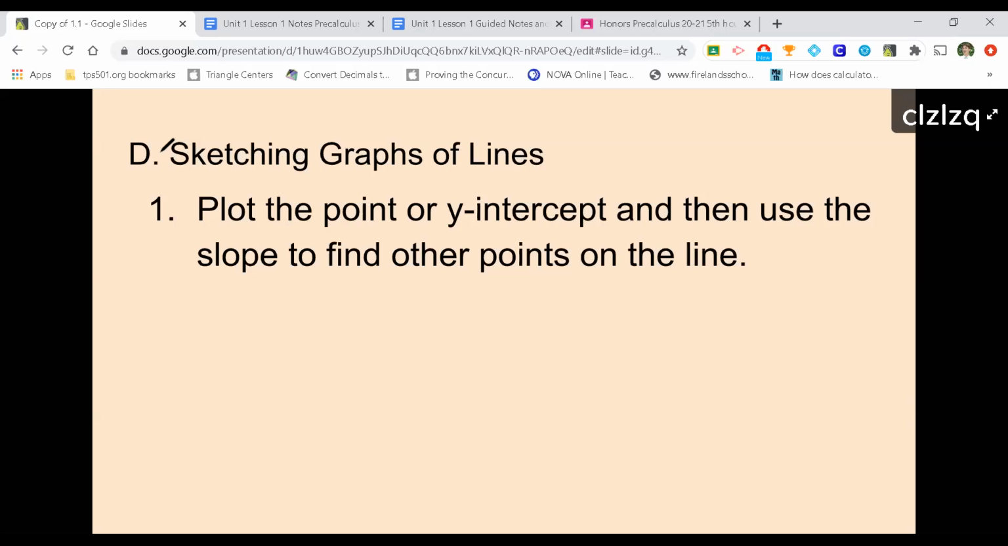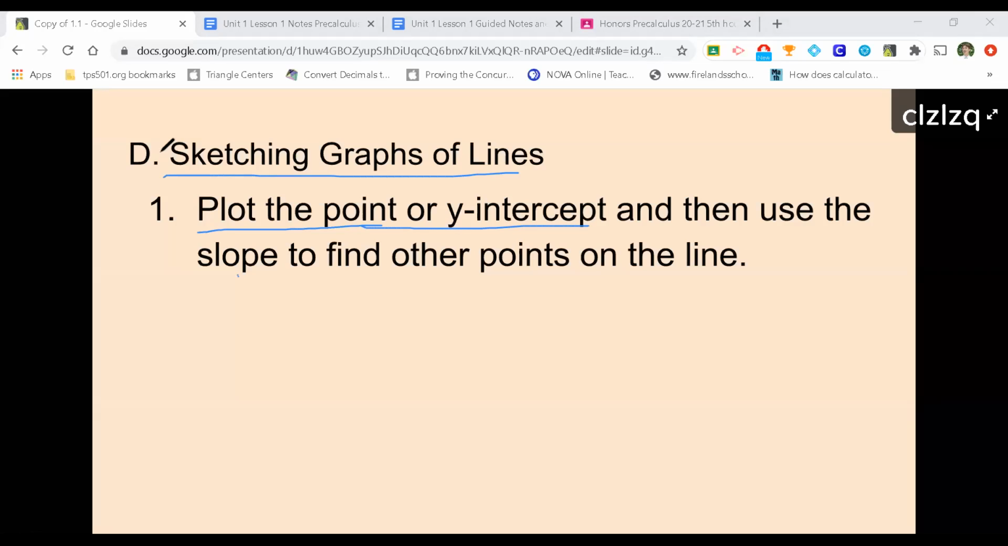All right, subpoint D in your notes. Next subpoint, you should add AB. This ABC is a D. Or if you're doing whatever different outline notes, that's fine. If you want to sketch the graph of a line, you need to plot a point, and that point could be the y-intercept. And then use the slope to find other points on the line.